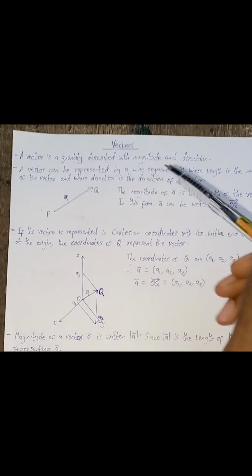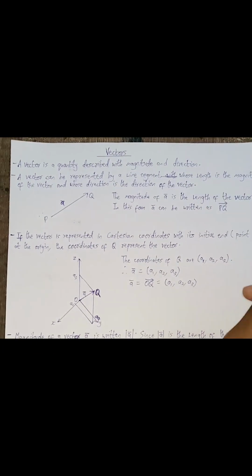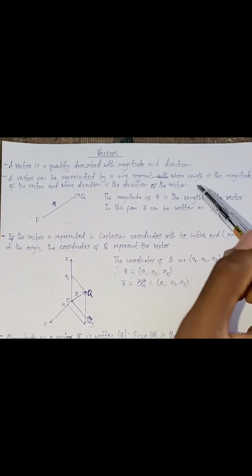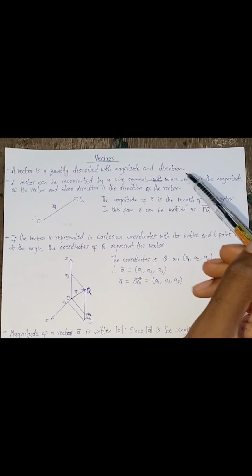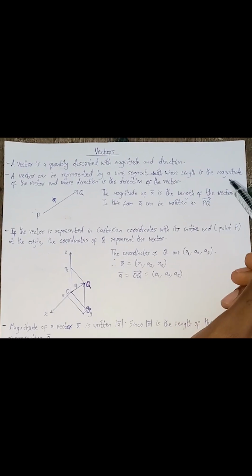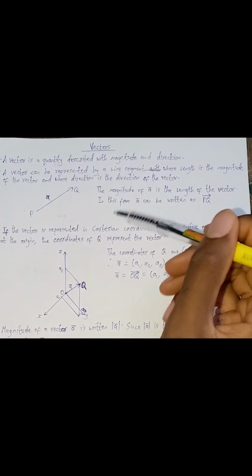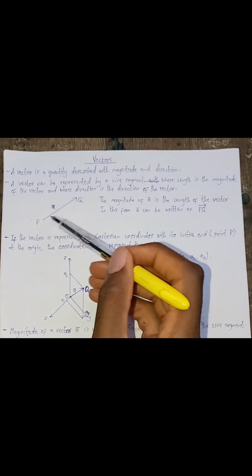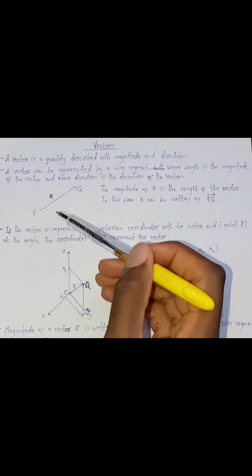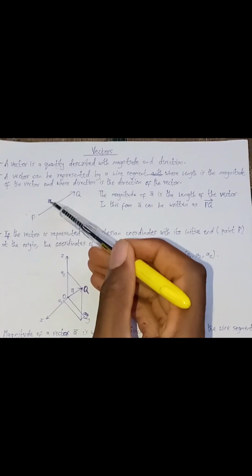A vector can be represented by line segments. The length of the line will be the magnitude of the vector, while the direction of the line, the way in which it's going, gives the direction of the vector. So in this example, we have a line PQ. So this direction from P to Q is the direction of this vector A.